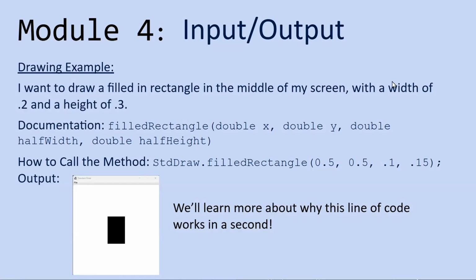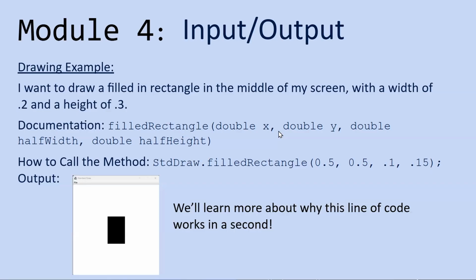All right, so to show you a bit more about how StdDraw actually works, here's a simple drawing example. We'll get more into detail about how this all works in a bit. But let's say I want to draw a filled in rectangle in the very middle of my screen with a width of 0.2 and a height of 0.3. Well, I look in the StdDraw documentation and I see filledRectangle and then parentheses double x, double y, double halfWidth, double halfHeight. So what does this actually mean?